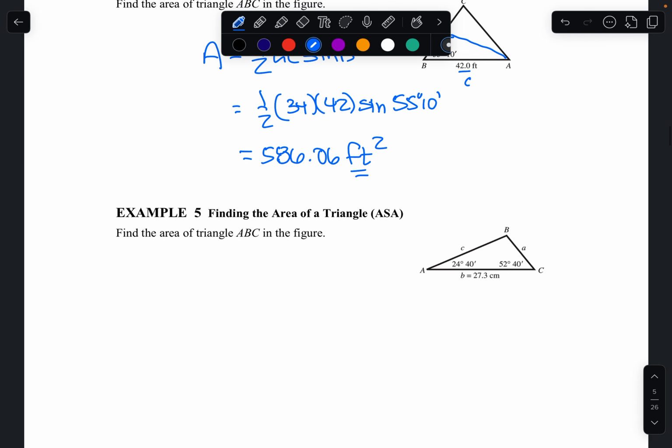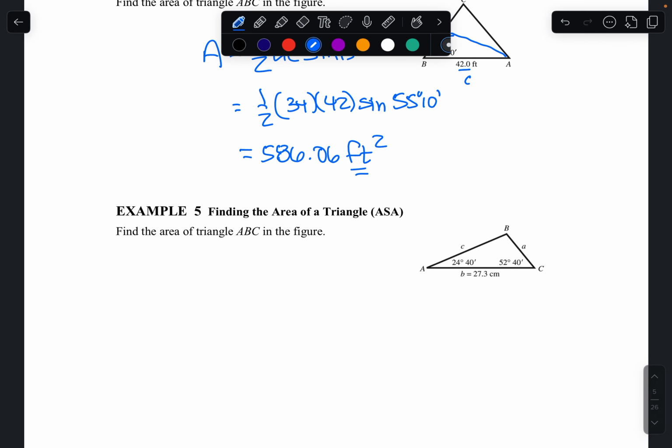In our final example of this lesson, example 5, we don't have enough to find the area yet, because while we know two angles, we need two sides. So what we're going to do first is a little work with this. We need to find side A or side C, and to do that, we're going to need to figure out what angle B is first. We're almost going to have to do a law of sines problem on this.